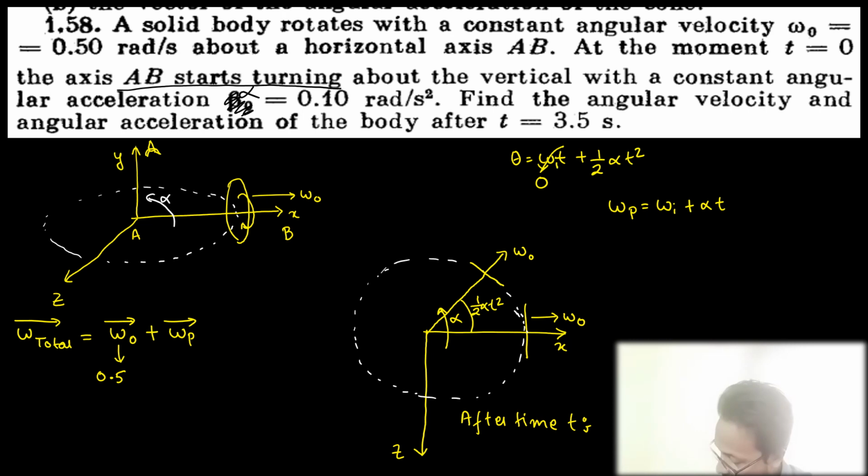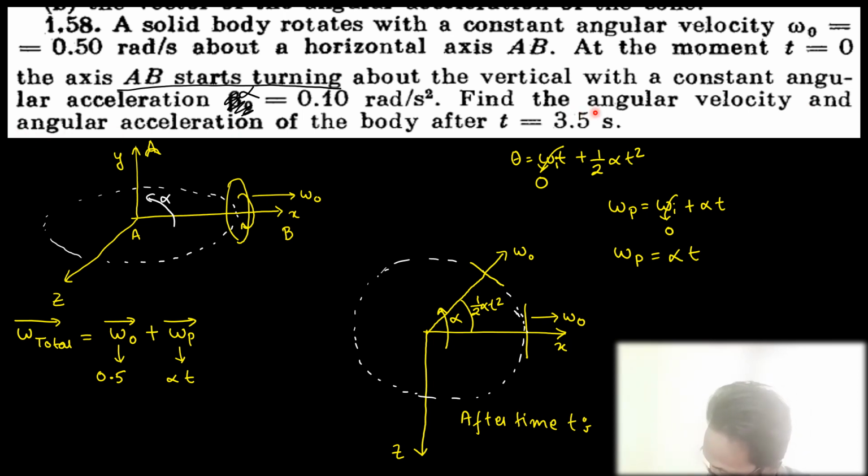Okay, this is omega initial plus half alpha t square, where omega initial was equal to 0. So omega p at 3.5 seconds is equal to alpha, which is 0.1, into t. So this is nothing but alpha into t. Okay, so here, find the angular velocity and angular acceleration.